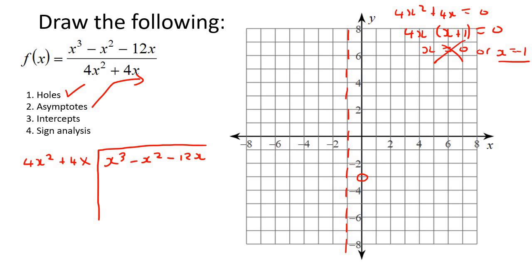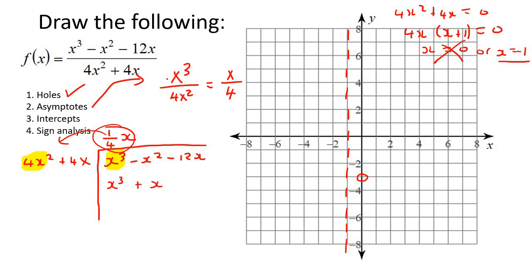Now, I assume that you've watched, or you know how to do division, but in summary, you're going to take the largest exponent here and the largest exponent here, and you're going to divide them. So you're going to say x cubed divided by 4x squared, and that's actually going to give us x over 4. So that's a quarter x. Now what you do is you take this and you multiply it with both of these.